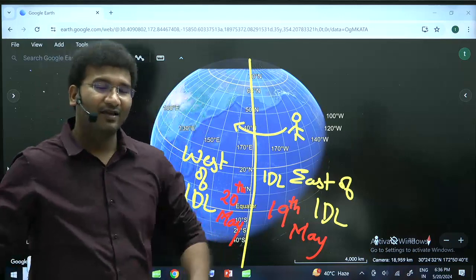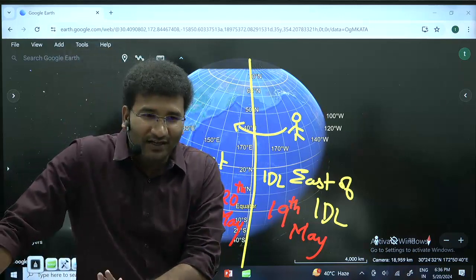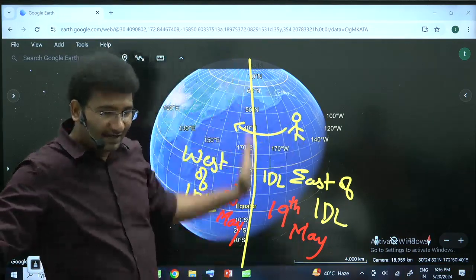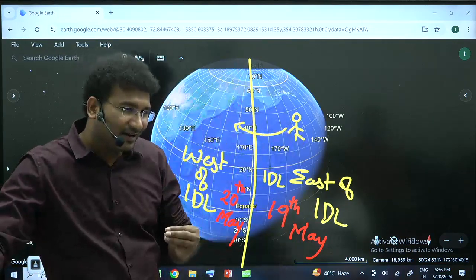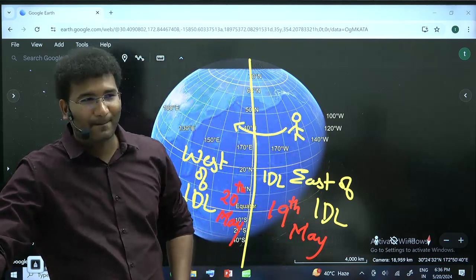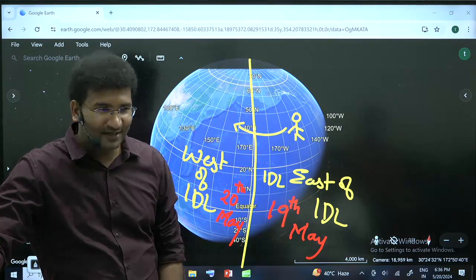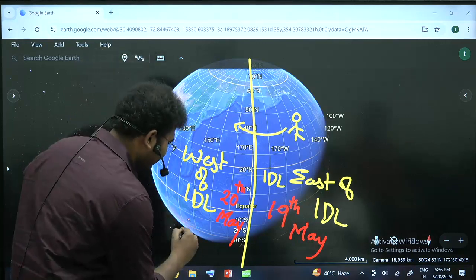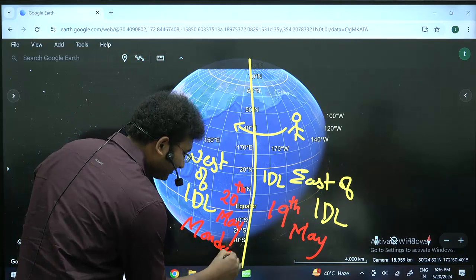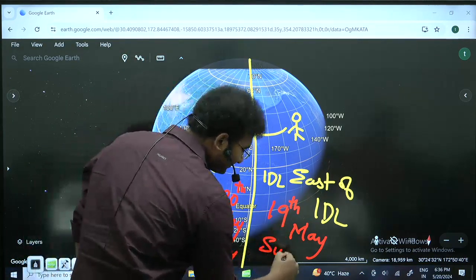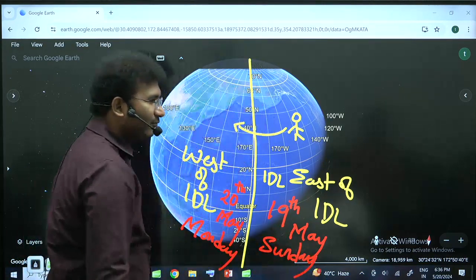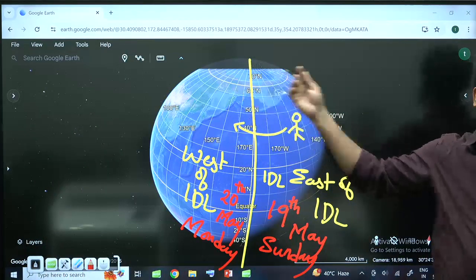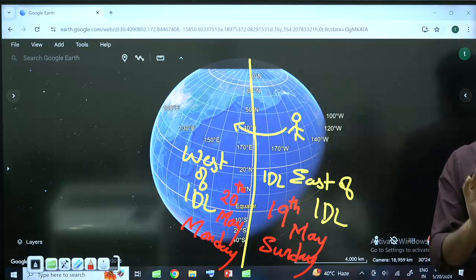Right? If I am moving from east of the international dateline to the west of the international dateline, am I gaining a day or am I losing a day? What is today's date? What is today's day? Now what is here? If I am moving from east of the international dateline to the west, am I gaining the day or am I losing the day?